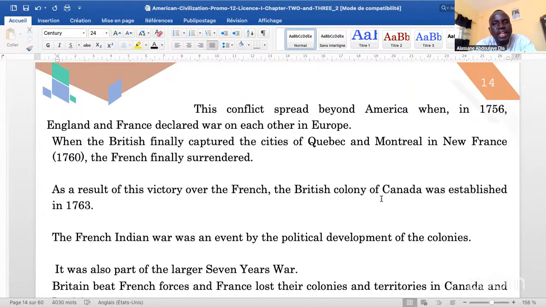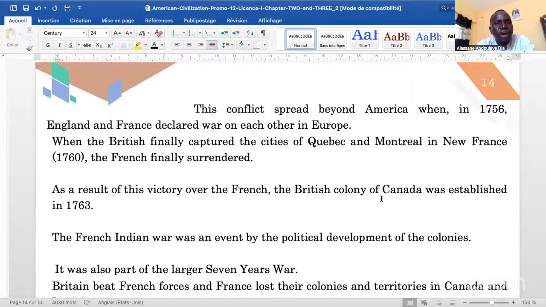So this conflict spread beyond America. Yes, it means that at this moment, this was not the only conflict in the world. There were other conflicts. So in 1757, England and France declared war on each other in Europe. Here we are on the American continent. But remember that in Europe, England and France were at war. So they were enemies in Europe. So imagine that even on the American continent, they are going to be enemies.